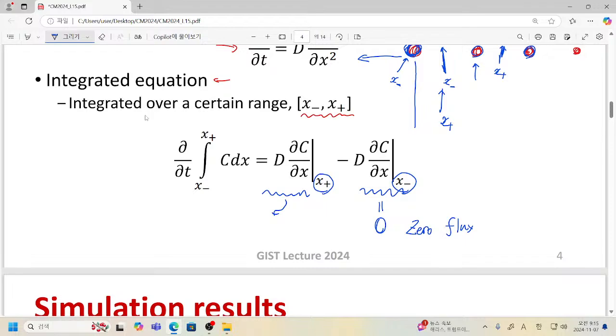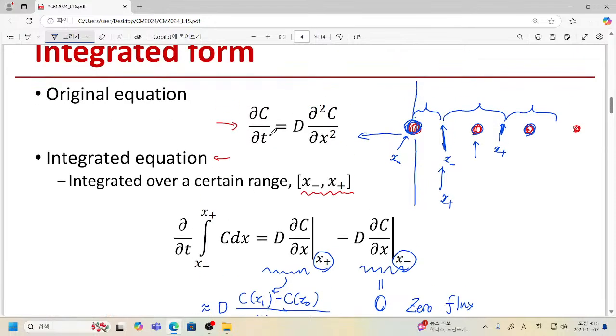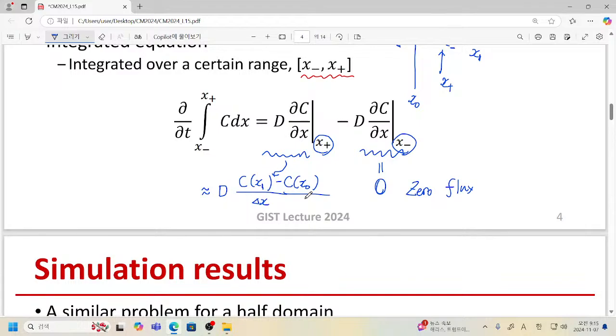It's okay because we will have just D, and the distance is delta x, and c at x1 minus c at x0 will be a really good approximation to these values at the midpoint. It's because the x plus point in this case is just placed in the middle between our x0 point and x1 point, so it is quite reasonable to place it in this way. Okay.